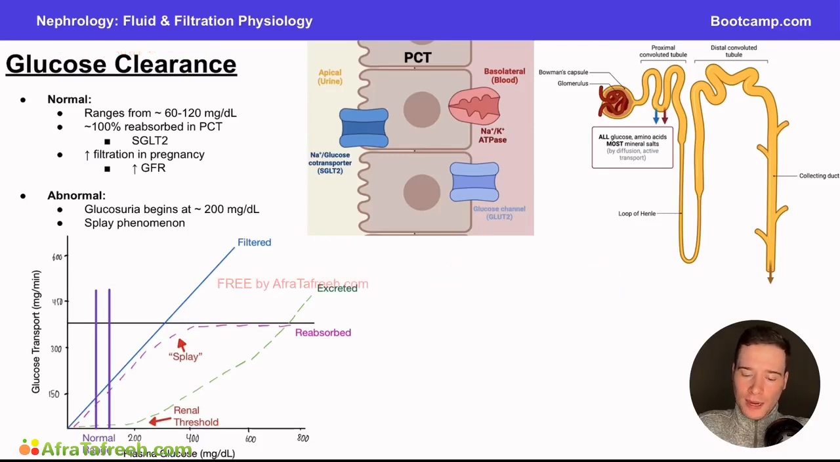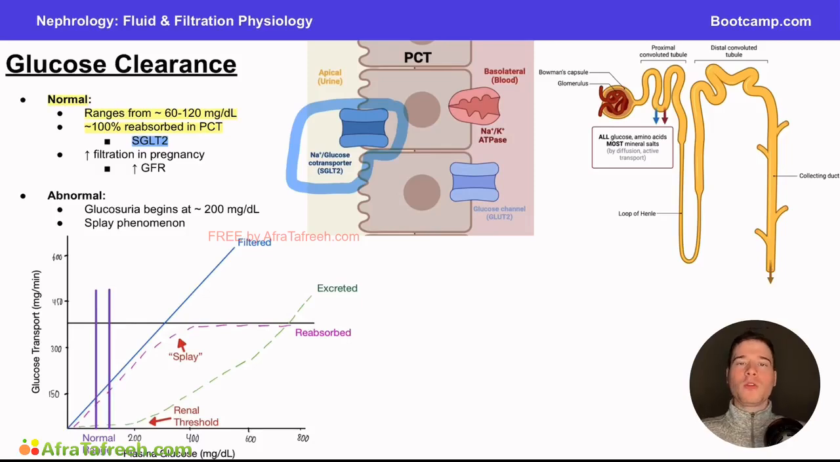And this has to do with the fact that in a normal, healthy, functioning individual, between ranges of 60 to 120 milligrams per deciliter, approximately 100% of the glucose is reabsorbed in the proximal convoluted tubule at the SGLT2 transporter, also known as the sodium glucose co-transporter, which I'm highlighting here. And this is important, right? Because we use glucose for a ton of reactions in our body. We don't want glucose to actually leave the body. So although it might get filtered at Bowman's capsule, when it comes through, it's actually reabsorbed in the proximal convoluted tubule.